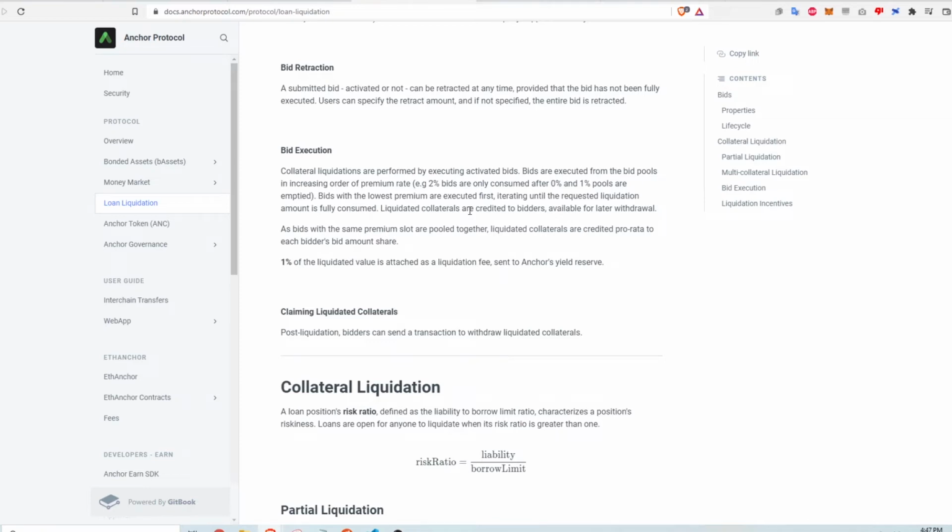All right, let's go through an example on how the yield reserve depletion rate can be calculated based on the revenue and the expenses of the Anchor protocol.